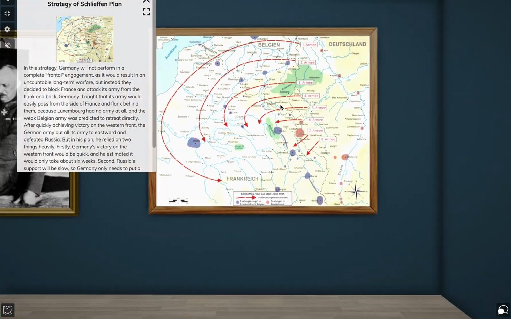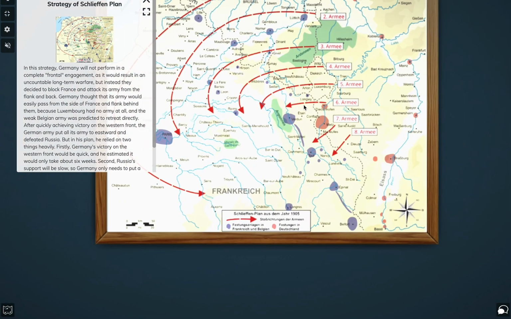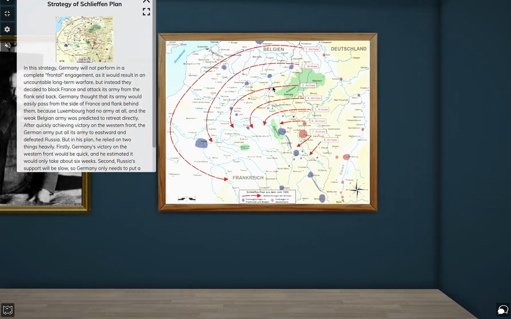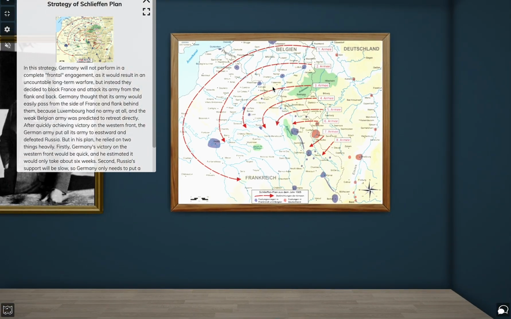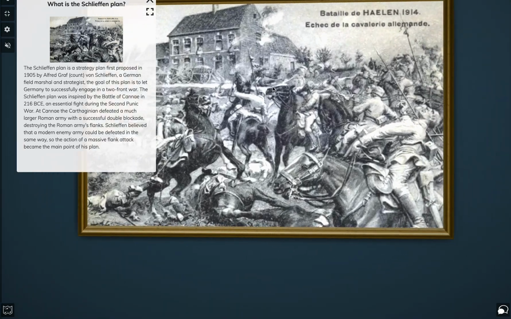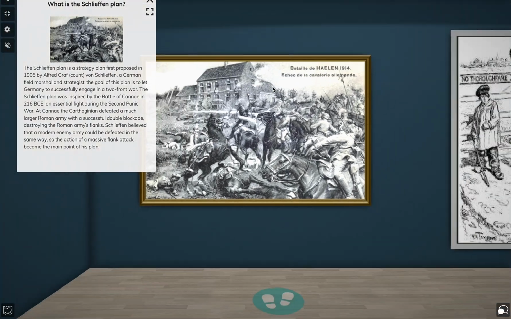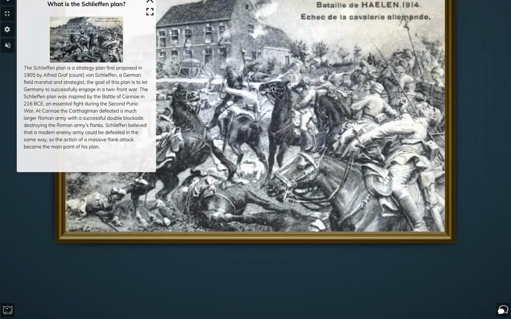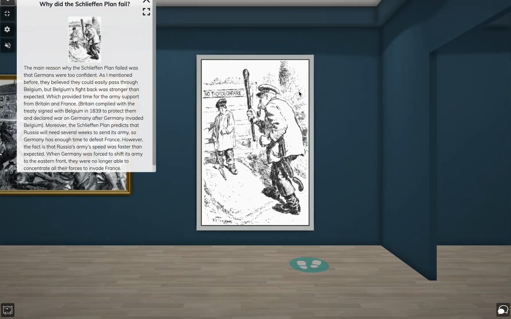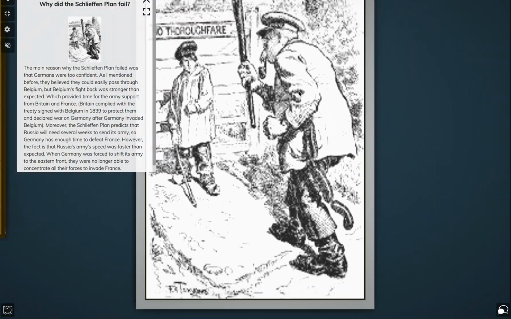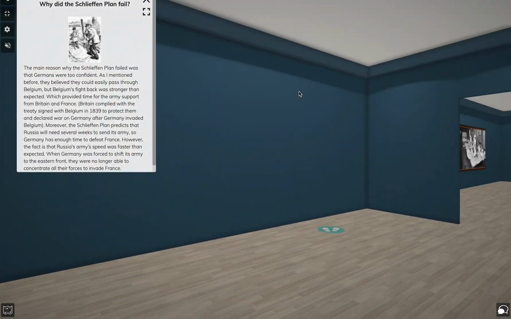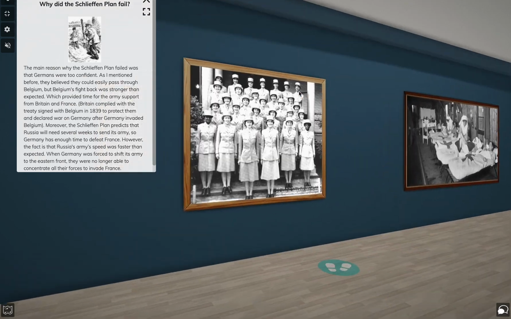The strategies of the Schlieffen Plan. In those strategies, basically, they wanted to let the soldiers go through Belgium and hit the back of France. And this picture is the basic information about the Schlieffen Plan. Why did the Schlieffen Plan fail? One of the main reasons is that they thought they could easily go through Belgium and hit the back of France because they were very confident.